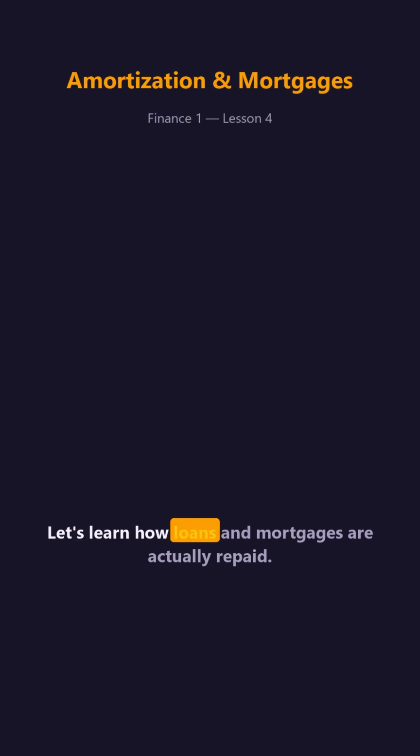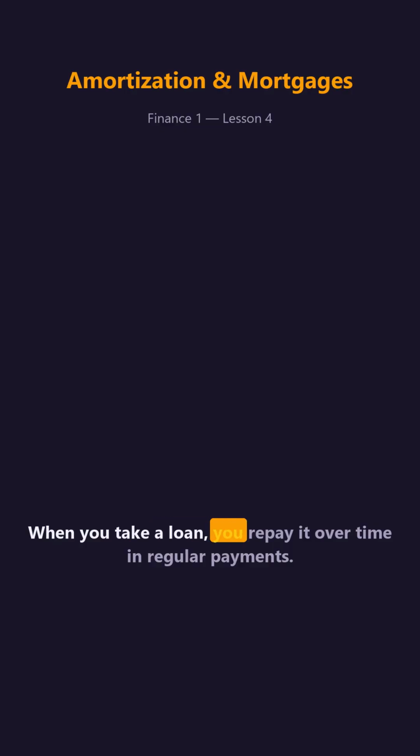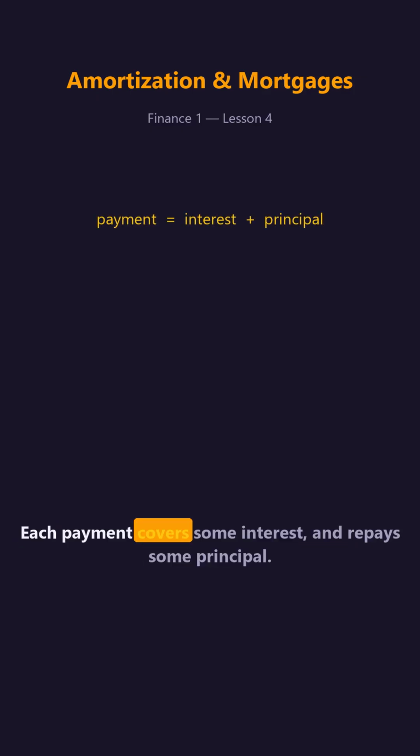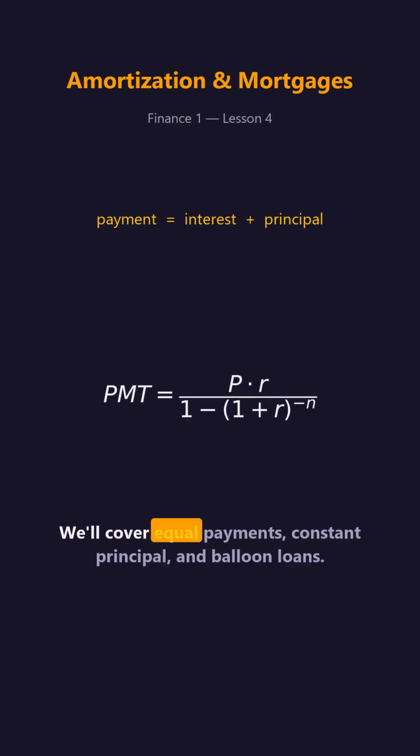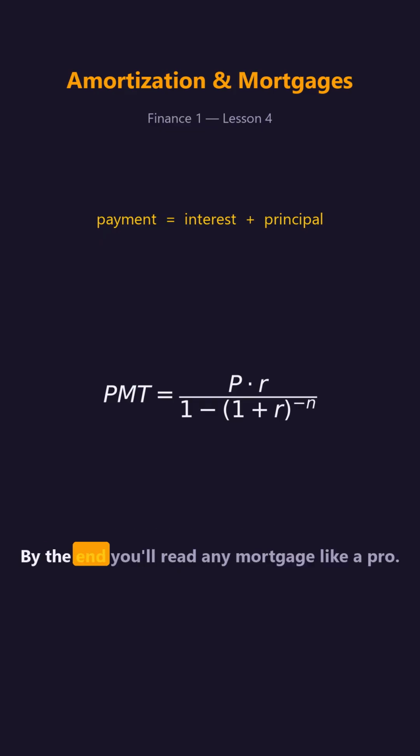Let's learn how loans and mortgages are actually repaid. When you take a loan, you repay it over time in regular payments. Each payment covers some interest and repays some principal. The table that tracks this is called an amortization schedule. We'll cover equal payments, constant principal, and balloon loans. By the end, you'll read any mortgage like a pro.